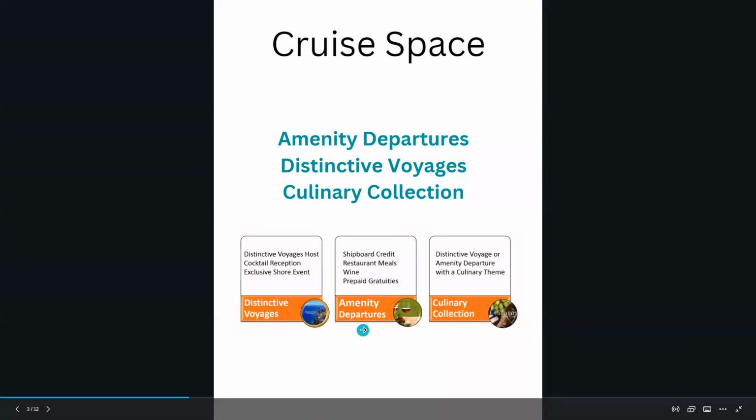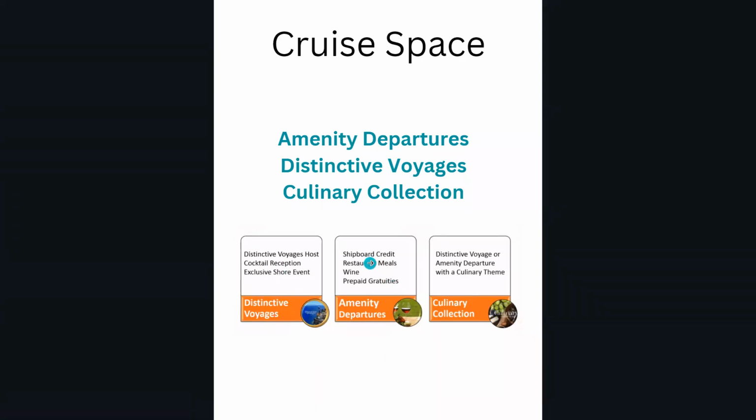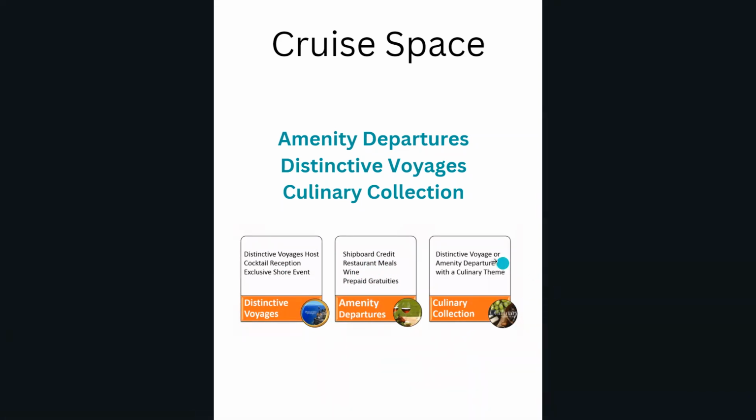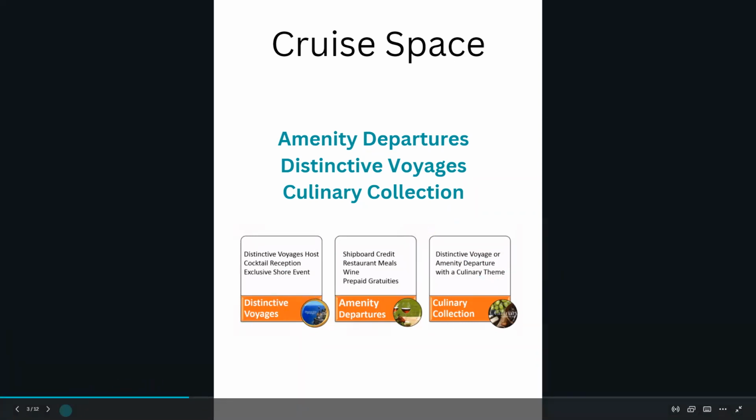They also have amenity departures. You can get things like shipboard credit, restaurant meals, wine, prepaid gratuities. And then there's something called culinary collection, and it's always paired with either a distinctive voyage or an amenity departure, and it has a culinary theme. It could be a dinner at the table with the captain. It could be a special cooking class. It's all different things.